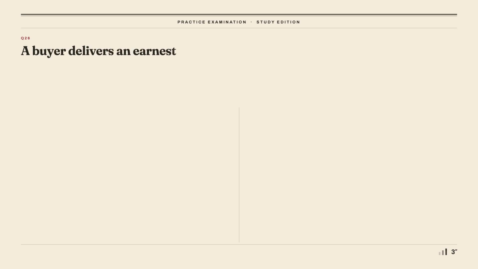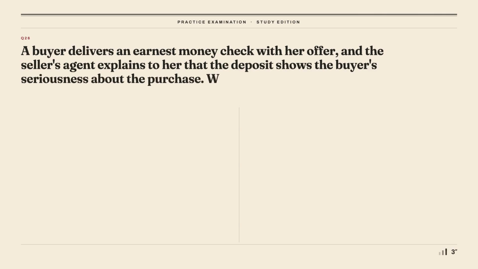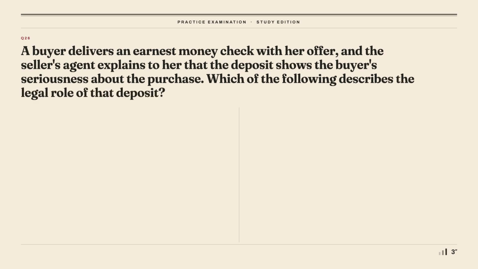Question 26. A buyer delivers an earnest money check with her offer, and the seller's agent explains to her that the deposit shows the buyer's seriousness about the purchase. Which of the following describes the legal role of that deposit?